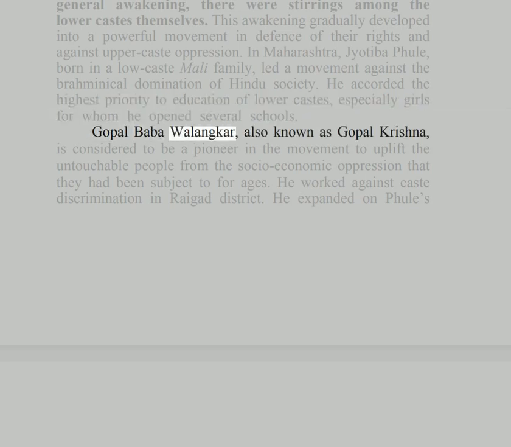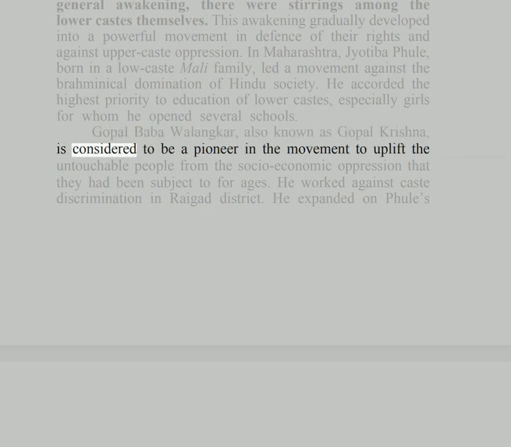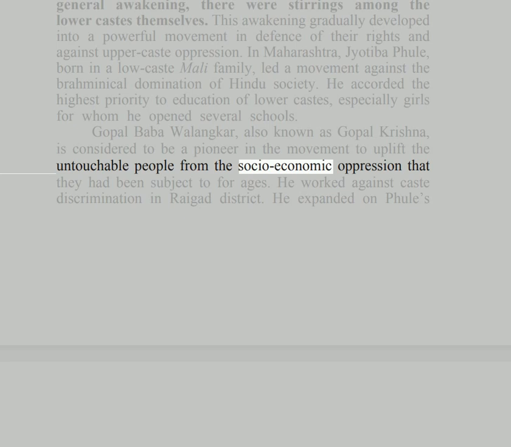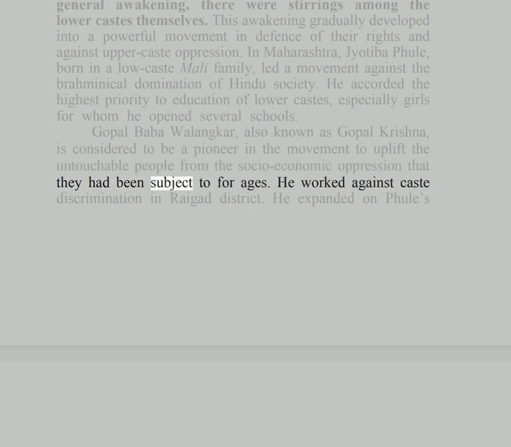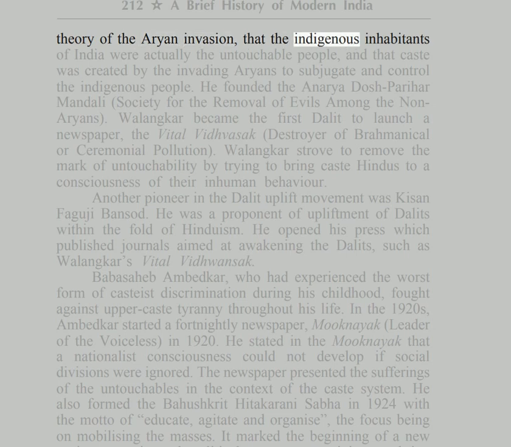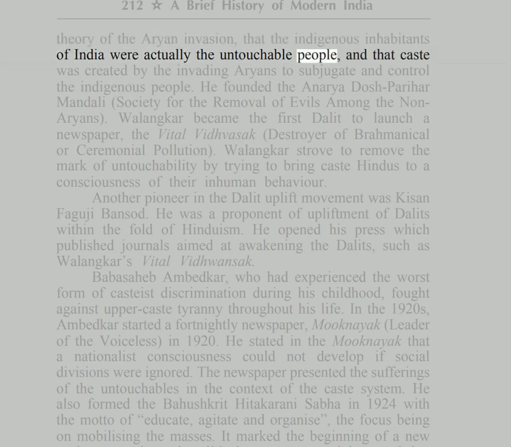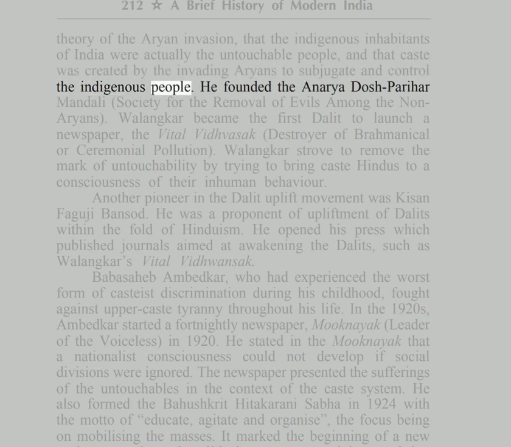Gopal Baba Valangkar, also known as Gopal Krishna, is considered to be a pioneer in the movement to uplift the untouchable people from the socio-economic oppression that they had been subject to for ages. He worked against caste discrimination in Raigad district. He expanded on Phule's theory of the Aryan invasion, that the indigenous inhabitants of India were actually the untouchable people, and that caste was created by the invading Aryans to subjugate and control the indigenous people. He founded the Anarya Doshparihar Mandal, Society for the Removal of Evils Among the Non-Aryans.